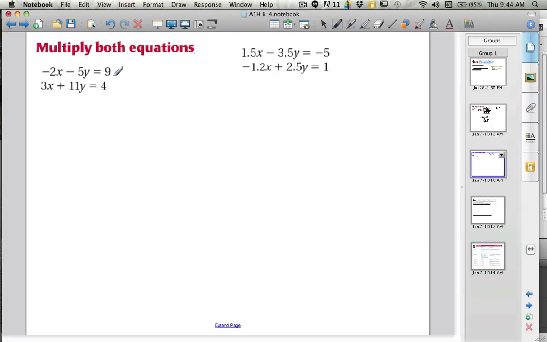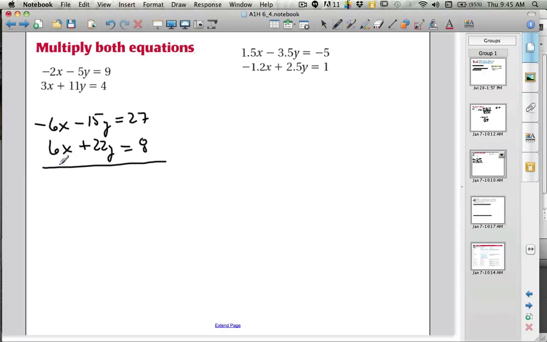Okay, so when you look at this one, now here's a problem. I can't multiply the 2 by any number to make it the opposite of 3, nor can I multiply 5 by a number to make it the opposite of 11. So I'm going to have to multiply both equations. If I multiply the top equation by 3, I'll get negative 6x minus 15y equals 27. And if I multiply the second equation by 2, I'll get 6x, and this is what I wanted. I have opposites now. Plus 22y equals 8. And now when I add these together, the x's will drop out.